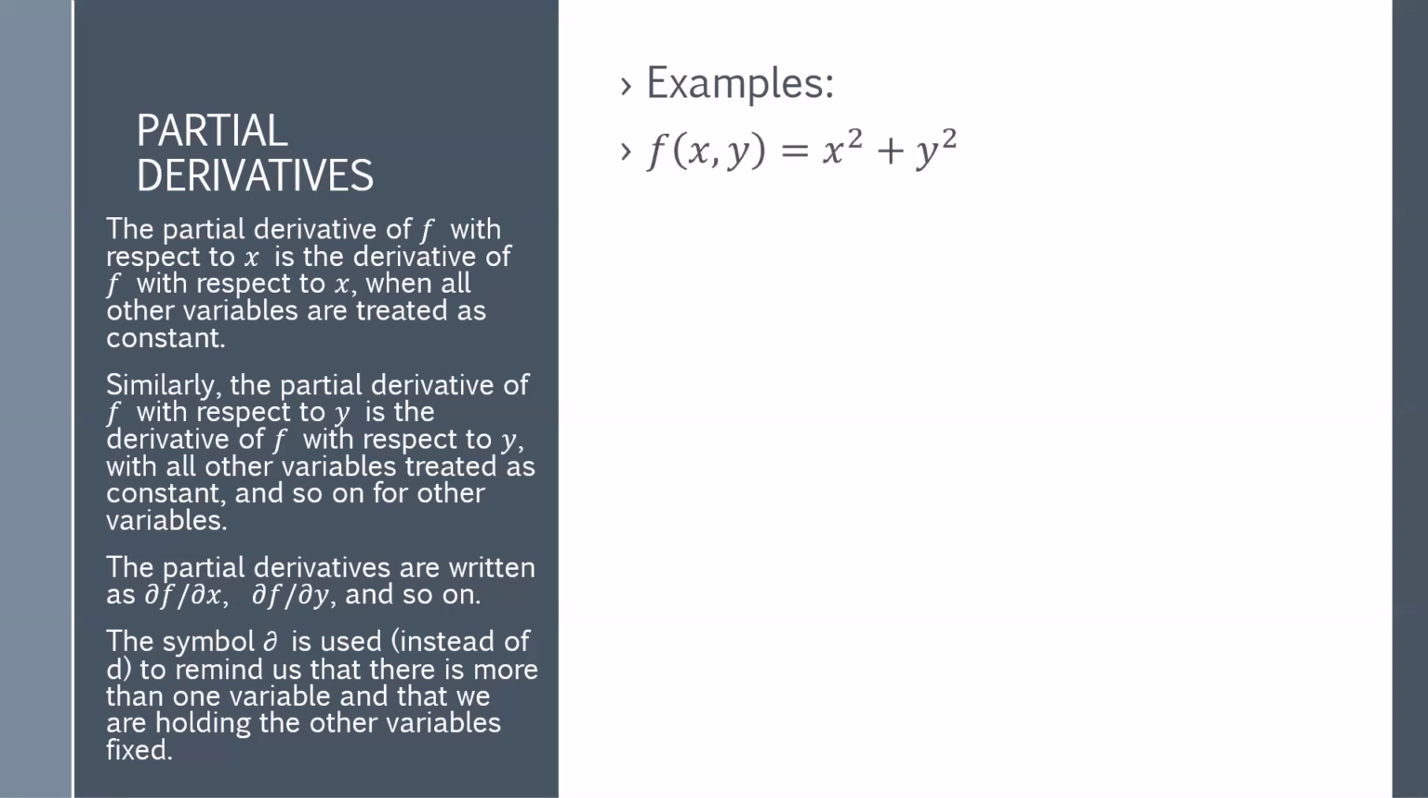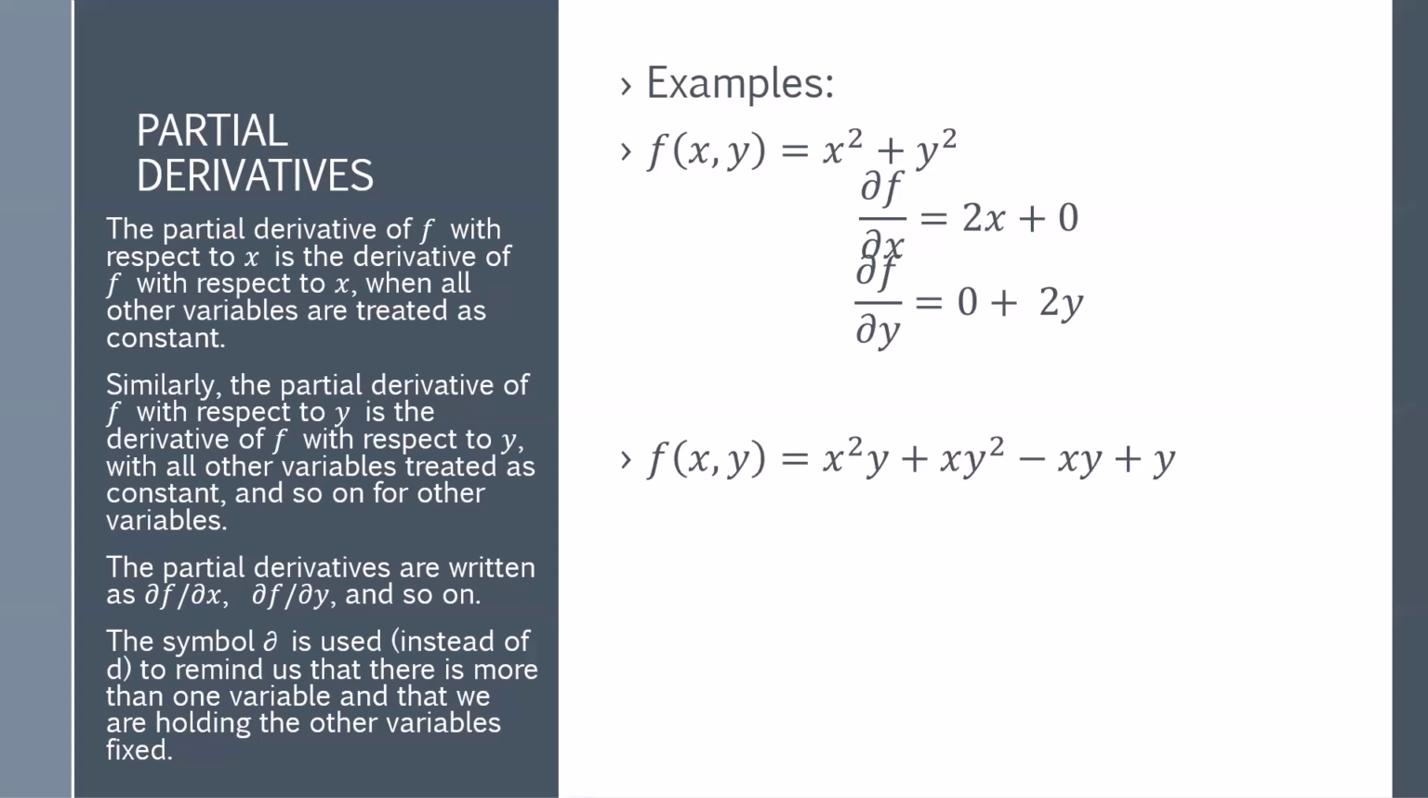Example, f of x and y could be x squared plus y squared. The partial derivative of f with respect to x is 2x, and because we treat the y squared as a constant, its derivative with respect to x is 0. Similarly, the partial derivative of f with respect to y is the derivative of x squared, which with respect to y we treat as a constant, so it'll be 0, plus the derivative of y squared, which is 2y.